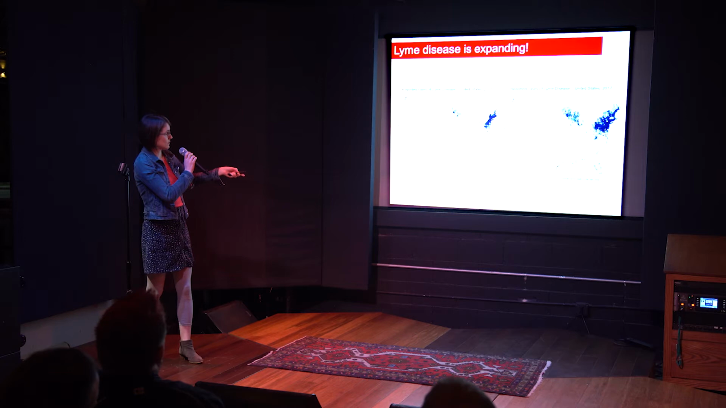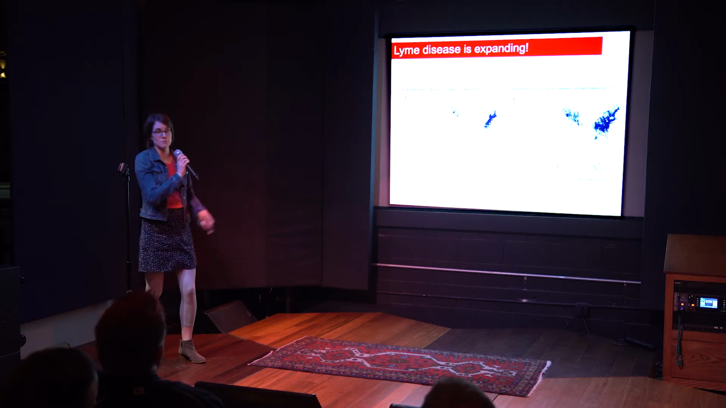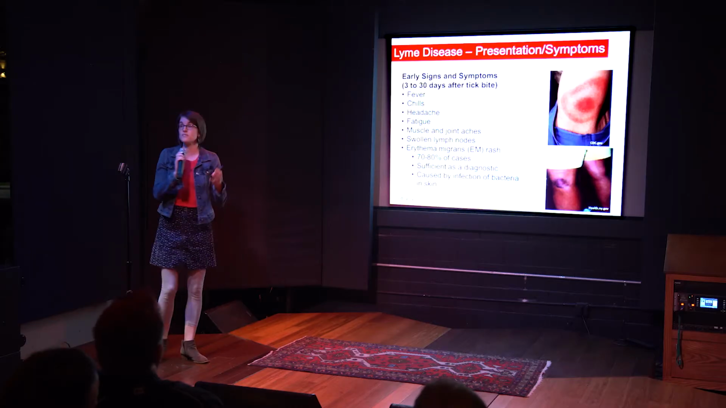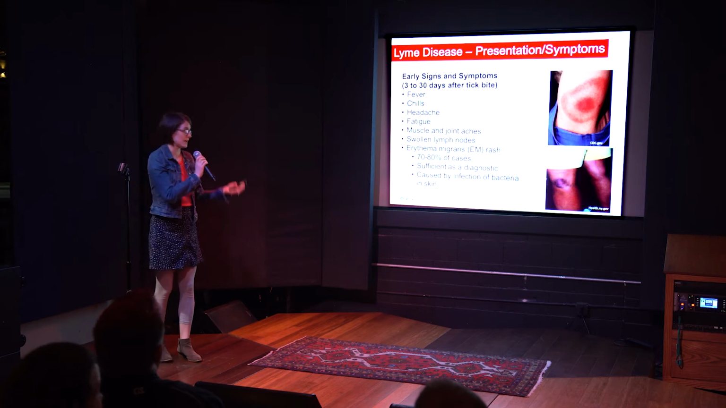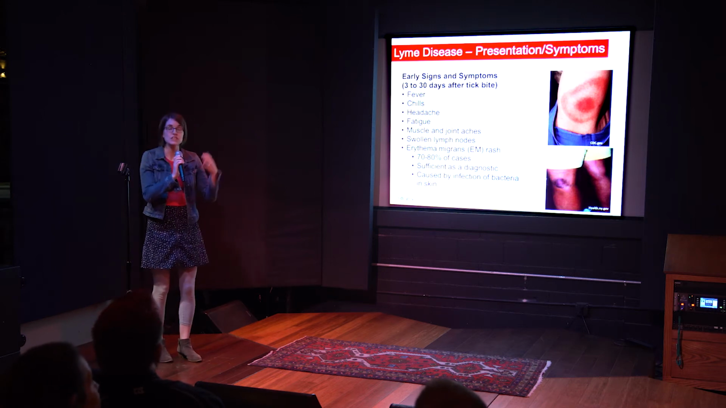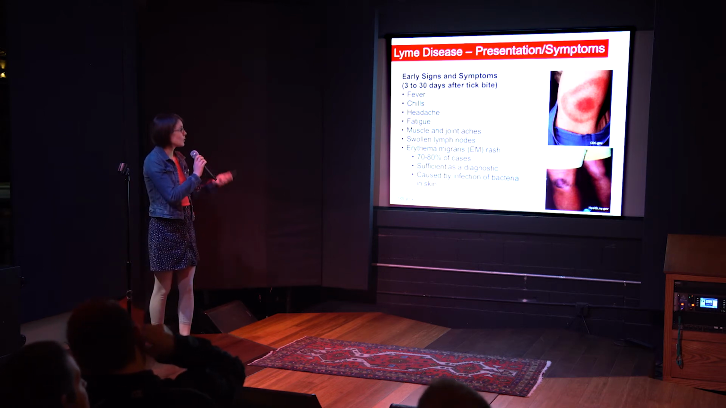It's also expanding down from the upper Midwest. It hasn't reached Ohio yet, but it might from that direction too. So Lyme disease is here, and it's getting worse in Ohio. So what happens if you get Lyme disease? You get a lot of nasty symptoms, things like fever, chills, headache, muscle and joint pains. This is what happens at the beginning.